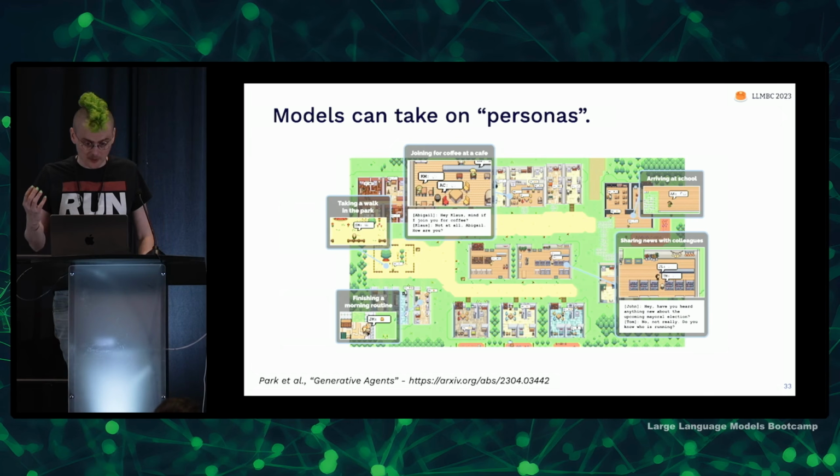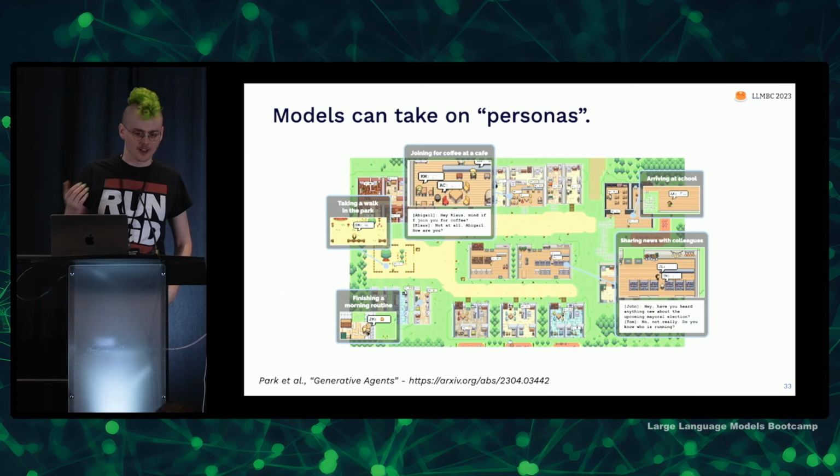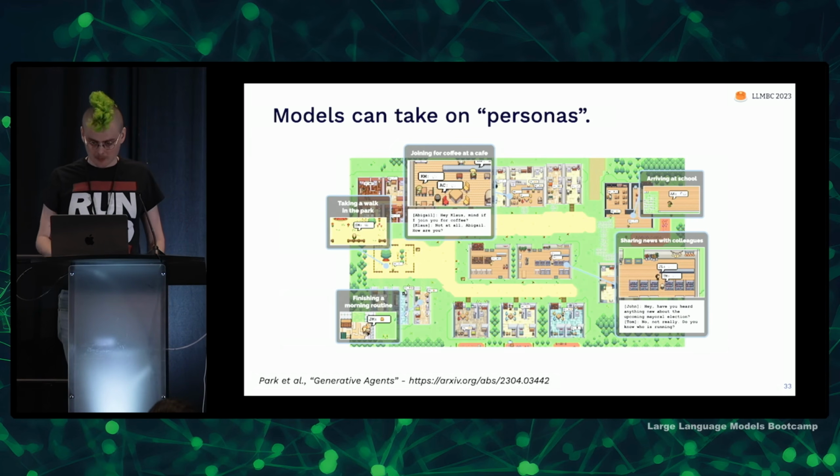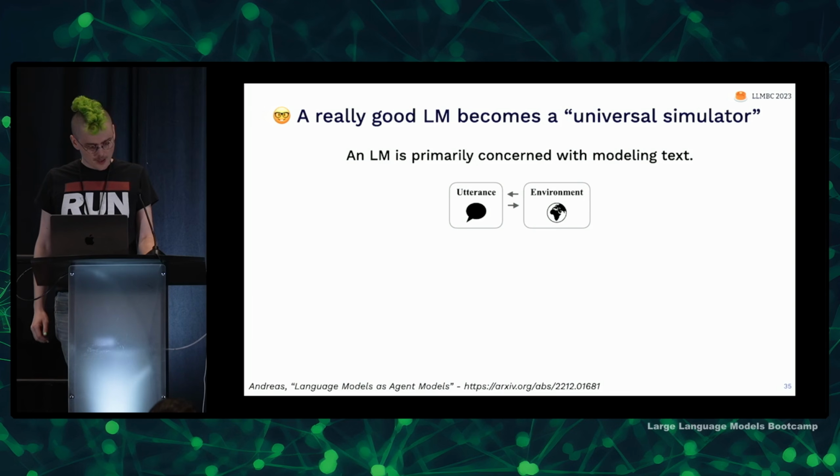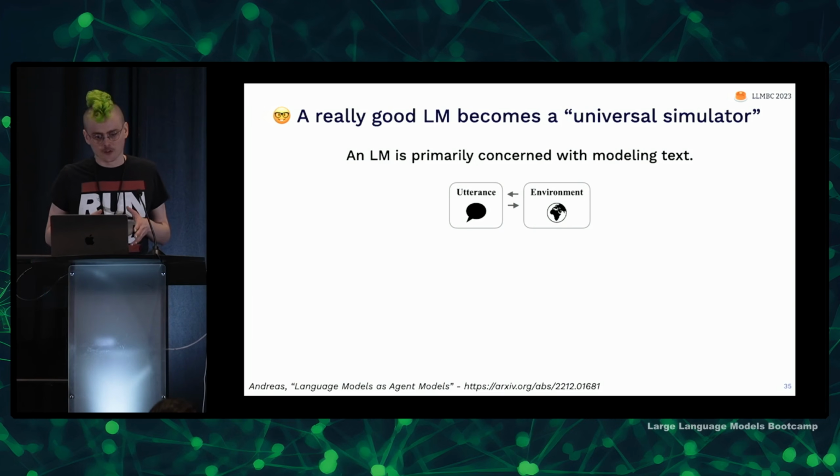People have gone very far with this, to the point of creating models that can take on personas from simple descriptions in an entire video game world. So this is the generative agents paper that just came out maybe 2 or 3 weeks ago. You describe the features of a persona, and then if it's an instruction-tuned model, you just ask the model to follow that description.